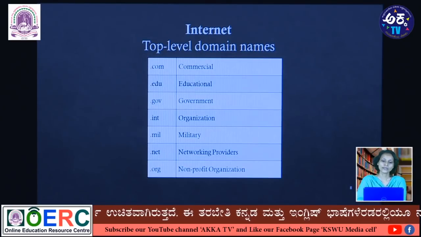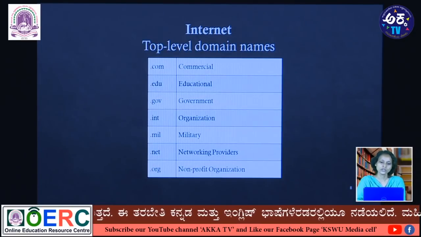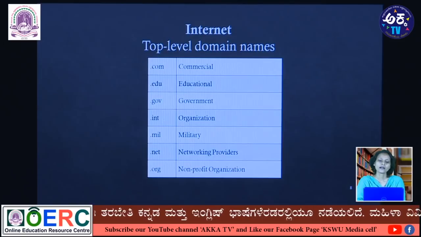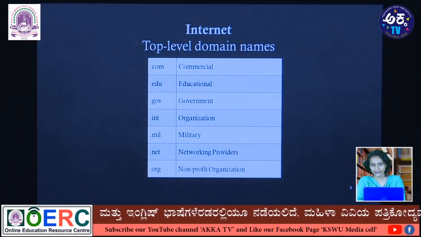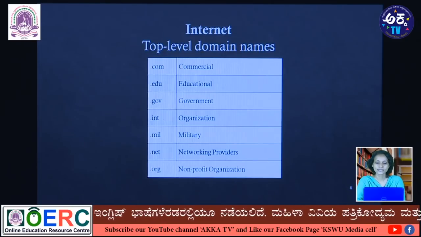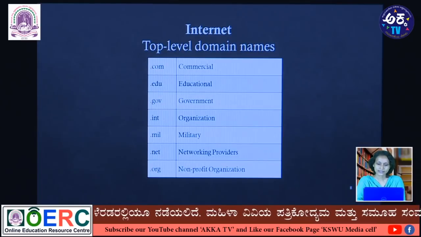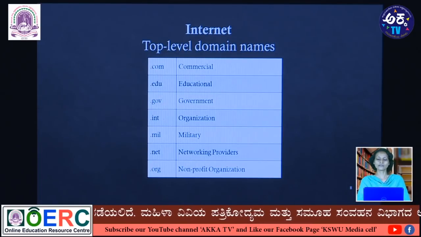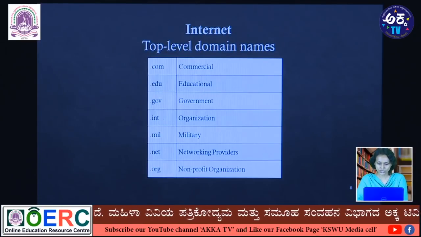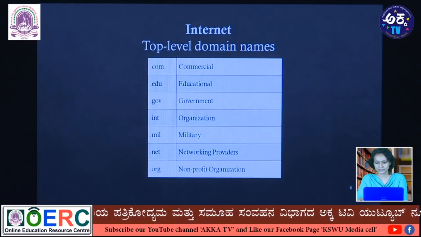And one more domain name is .int, which stands for international organization. The domain name that ends with .mil, it is a military domain or military website. .net, it is a network provider website. .org, it is a non-profit organization website.